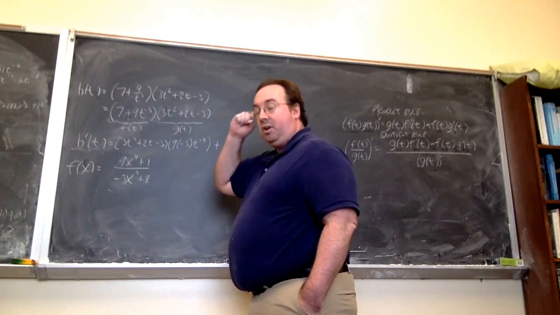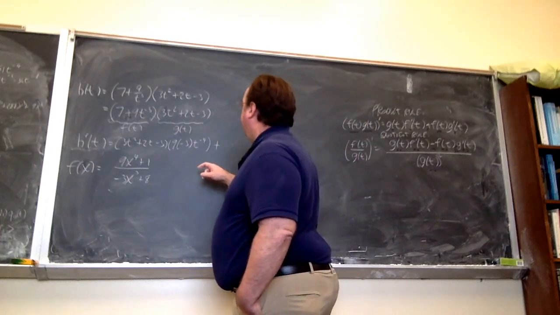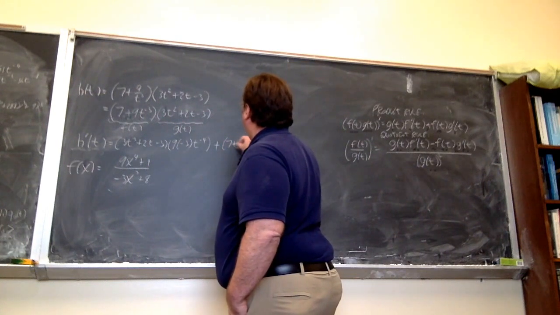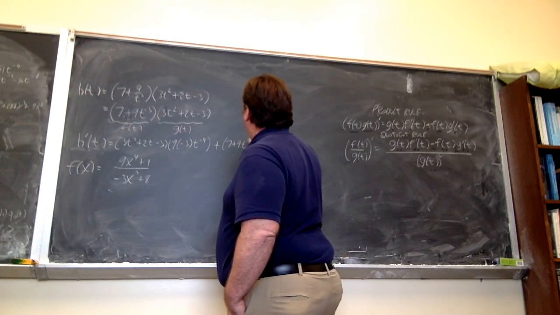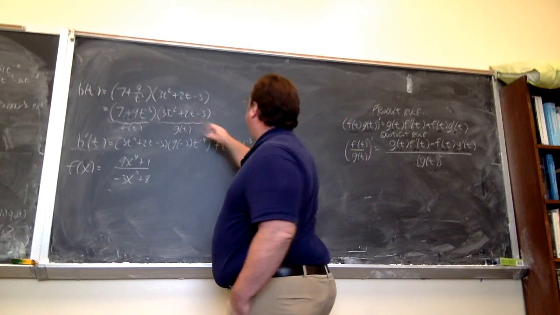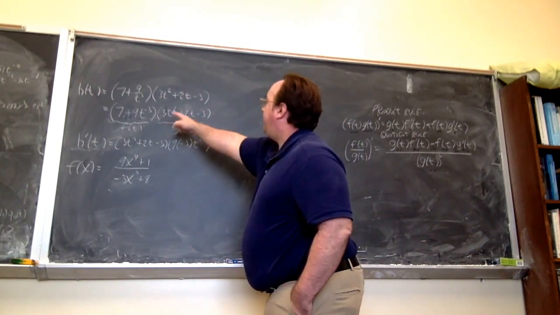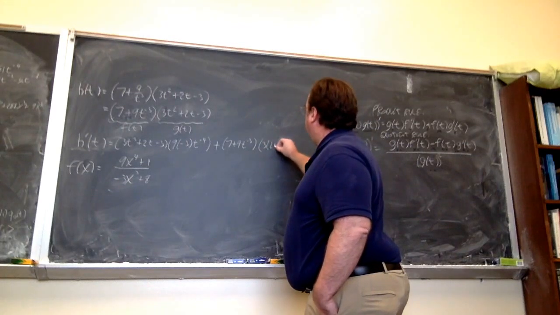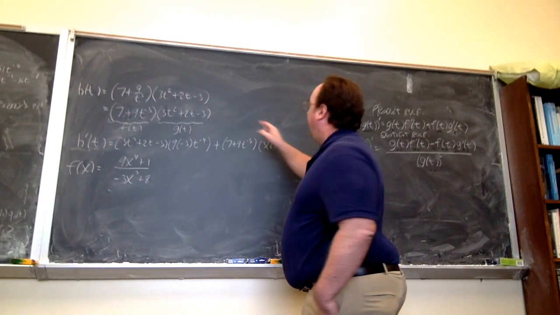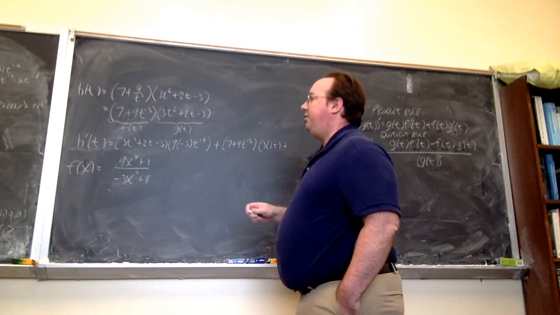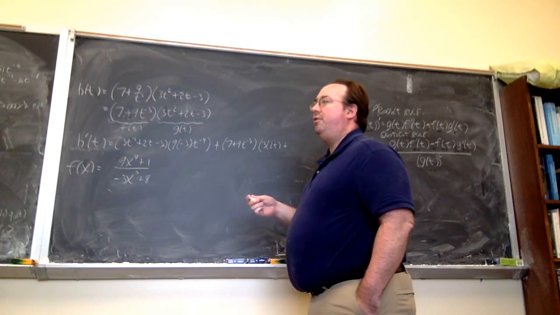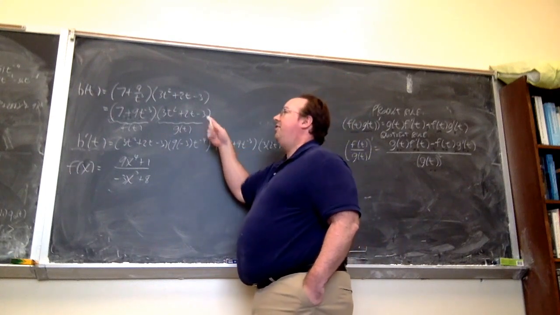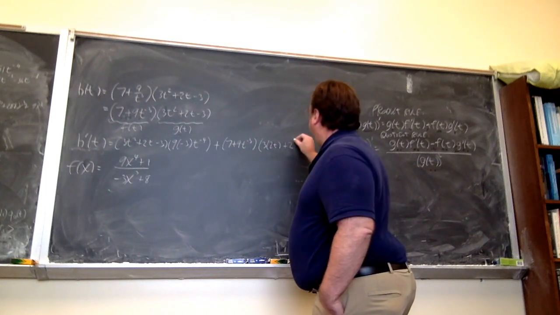For the second part of the product rule, I have the first factor undifferentiated, 7 plus 9t to the minus 3, times the derivative of the second factor. So that's going to be 3 times the derivative of t squared, which is 2t, plus the derivative of 2t. The derivative of t is 1, so the derivative of 2t is just going to be 2. And then the minus 3, that's a constant, so we don't get anything from that.